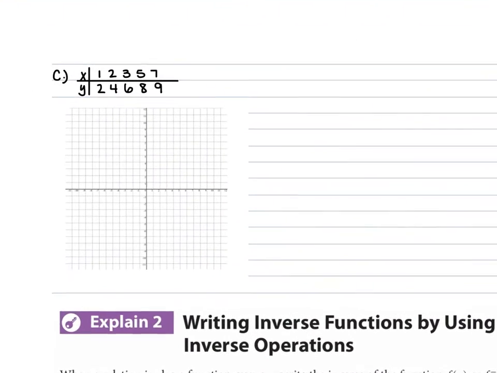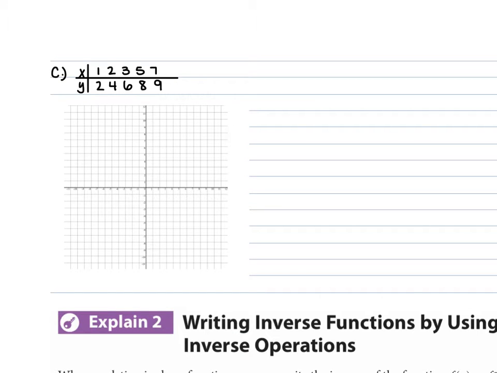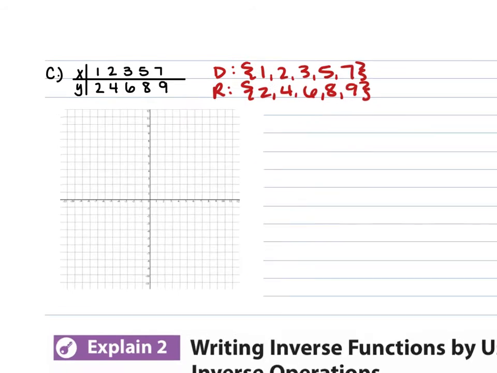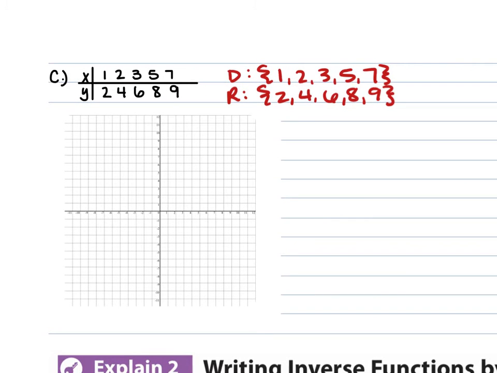For example C, we have x or domain values of 1, 2, 3, 5, and 7. And then for our range, we have y values of 2, 4, 6, 8, and 9. We're going to plot these points: (1, 2), (2, 4), (3, 6), (5, 8), and (7, 9).